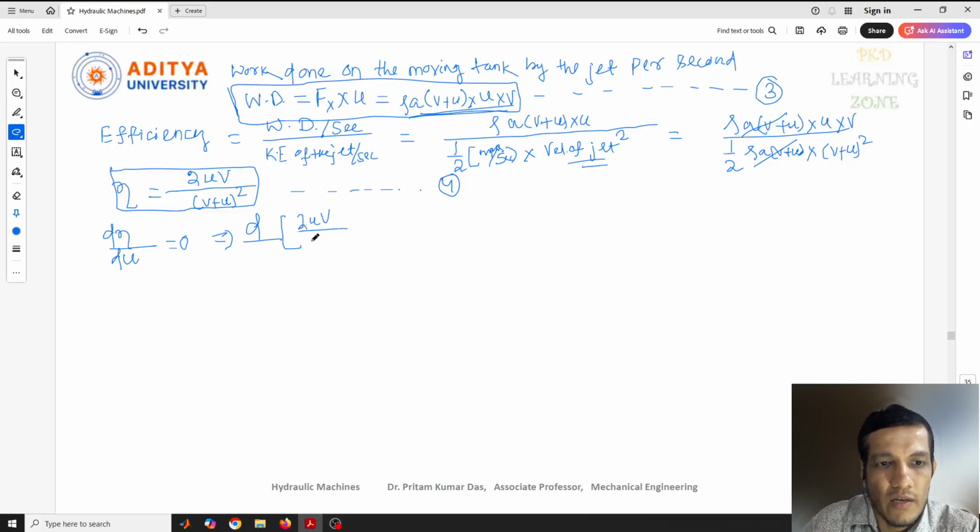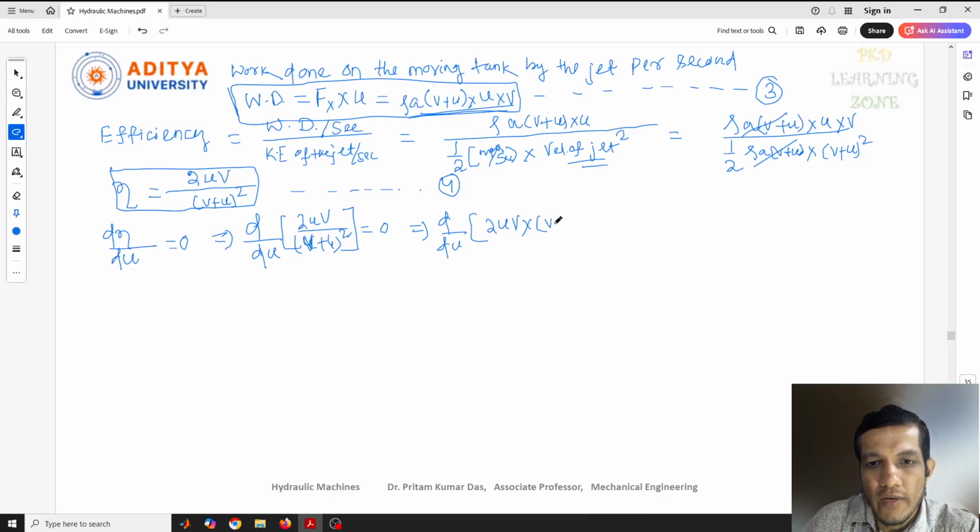So let's write the derivative of 2uv divided by (v plus u) square, d with respect to u, equal to 0. We just need to take the derivative of this. We can write it as 2uv into (v plus u) to the power minus 2, equal to 0.